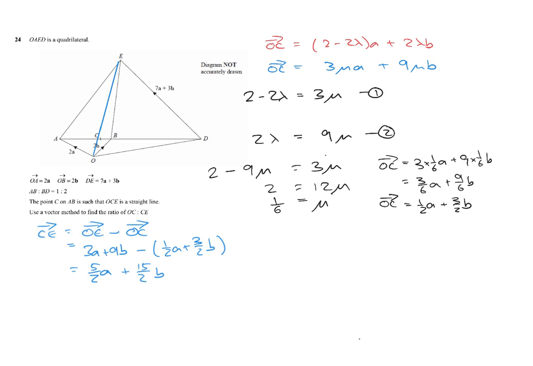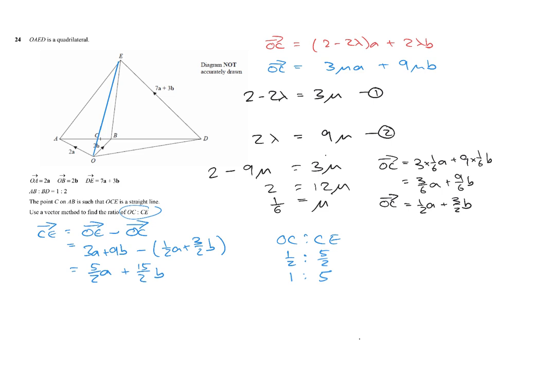And we'll look at the ratio here of O to C, C to E. Well, if we look at the coefficients for A, for OC we have a half, and that compares to 5/2. So 1/2 to 5/2, well, that is exactly the same ratio as 1 to 5. So that would be my answer for my ratio.